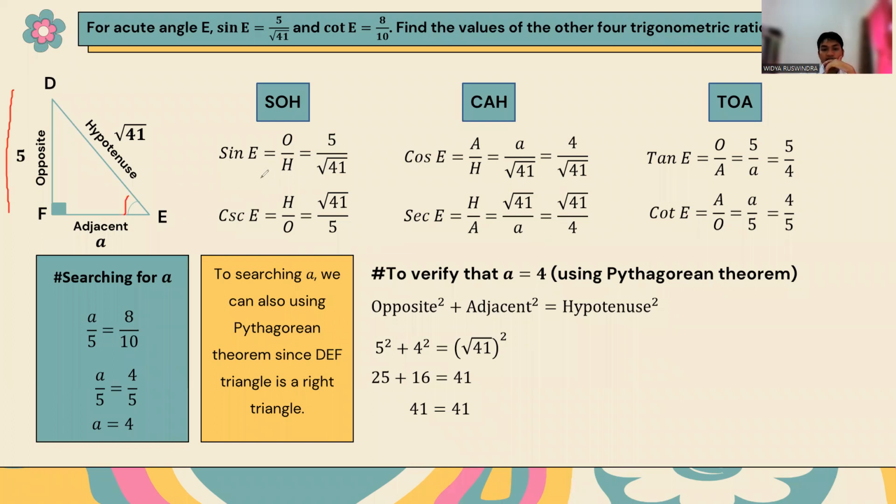So how about cosecant? Cosecant is the inverse of the sine. So the cosecant of A is hypotenuse over opposite, so square root 41 over 5. How about cosine of A? Is this adjacent side over hypotenuse? We have the hypotenuse value, but we don't have the adjacent value.